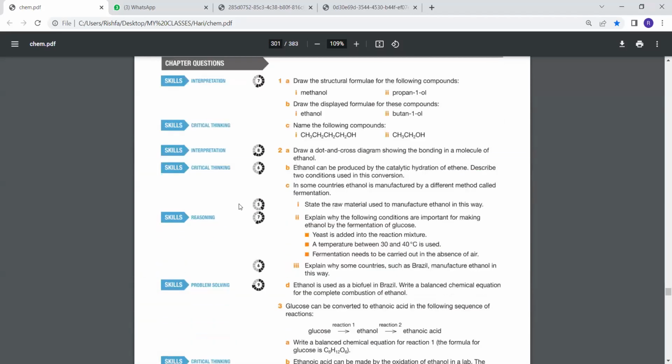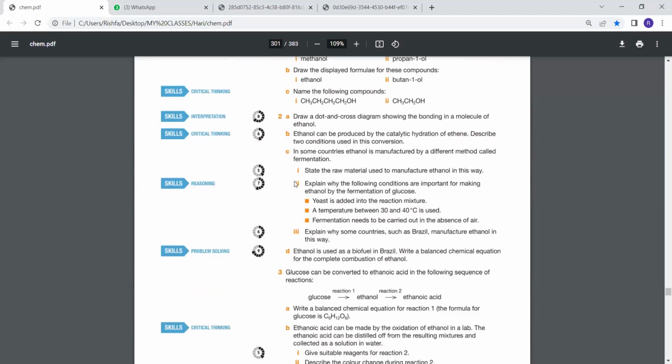Now we'll just look at these questions. Don't write it. We'll just see. Draw a dot and cross diagram to show the bonding in ethanol. Ethanol, two carbons, right? And then with an OH. So H, H, H, and H. Can you draw a dot and cross diagram first? Okay, you can do that. We'll just discuss the questions and go to the answers.